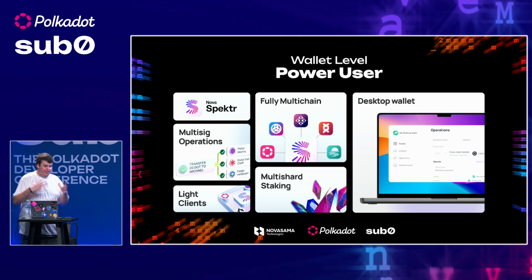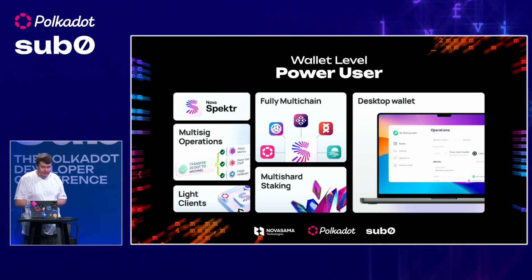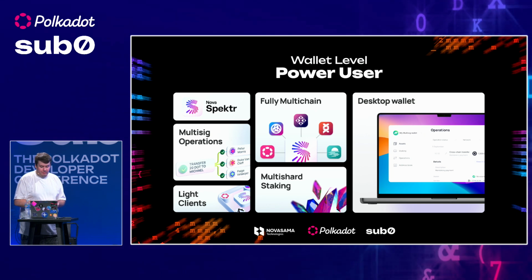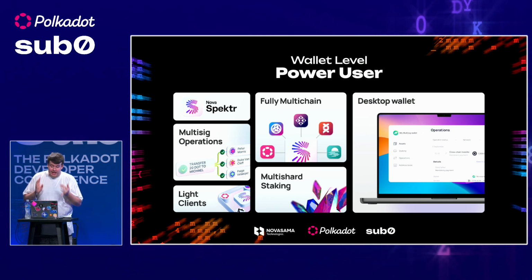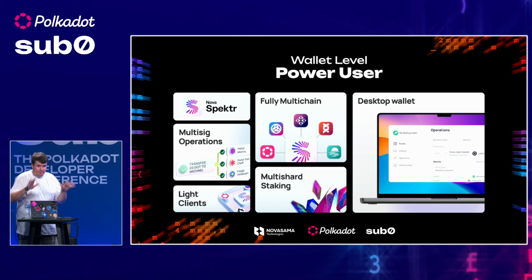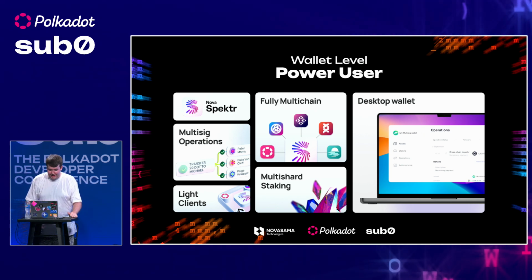And finally, if you've really got your feet wet, you're in the pool, you can use Nova Spectre, which has things like multi-sig operations. It'll soon have proxies and peer proxy support. It has light client functionality. And for the absolute turbo nerds, it has multi-shard features, which is quite in-depth.